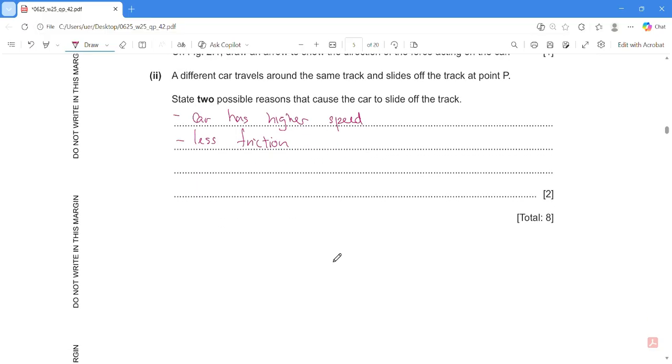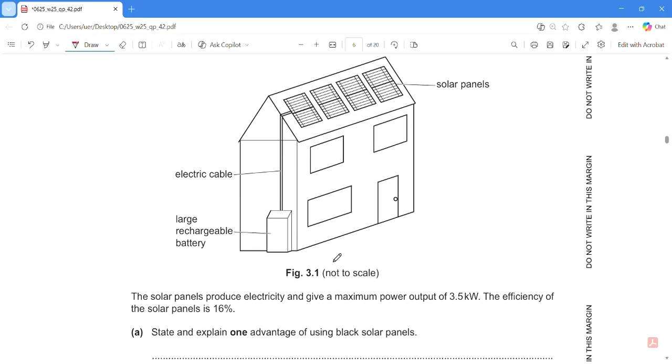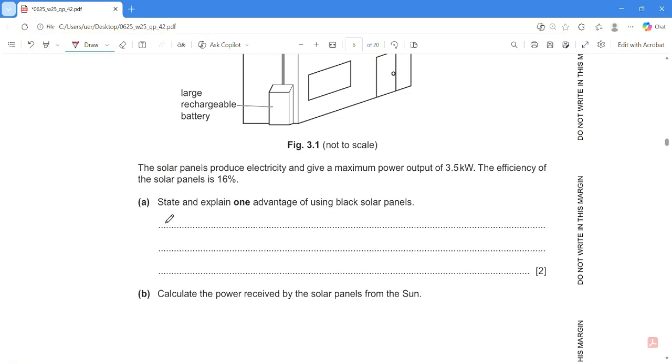Okay, so easy. Now we look at number 3. Solar panels, blah blah blah, efficiency 16%. One advantage of using black solar panels. So why do we always use black color? Because black is a good heat absorber. Okay, so we just mentioned it's a good absorber. And then, okay, what's the advantage of this? Okay, why do we need a good absorber? So more electricity can be generated.